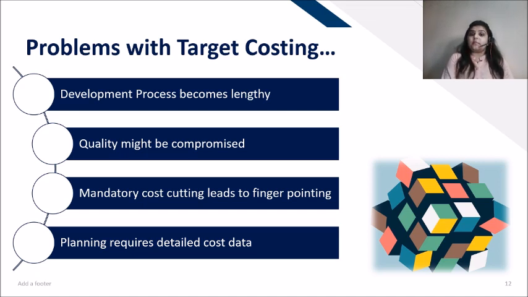Next is quality might be compromised. Now, since you are so much focused on cost reduction, what happens? You are trying to reduce the cost wherever possible, and the quality might be damaged a bit. For example, the chips packaging that you are changing. Maybe the quality of the chips is degrading a bit, so you can't take that risk. So you have to be very careful when you are doing target costing.